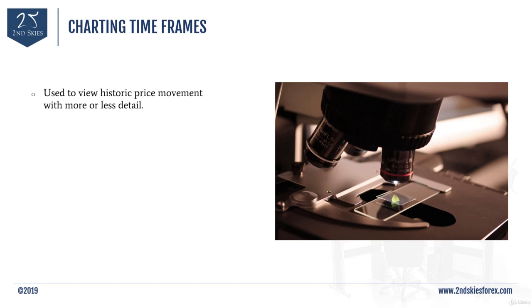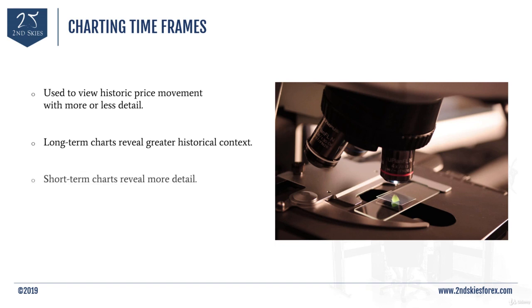Like there are many different types of charts, there are also many different time frames. And the reason for that is because we as traders want to be able to view historic price movement with more or less detail depending on our trading horizon. So if we want to place a long-term trade, we want to be able to see more historical context, and for this we use long-term charts. Whilst if we want to take a short-term trade, maybe an intraday trade, we want to be able to magnify the price action to reveal more detail short-term at the expense of the historical context, and vice versa.